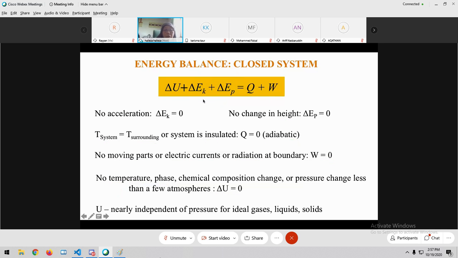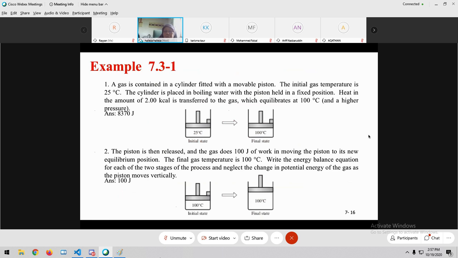I'm just going to see whether we have an example on this. Okay, this is one example, 731. Let me write down using my handphone first.